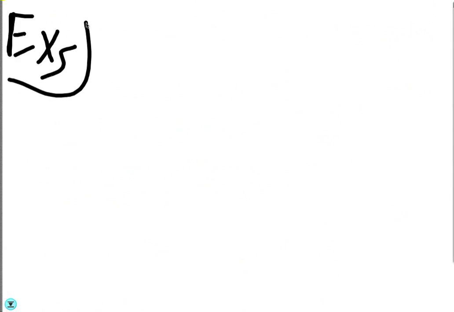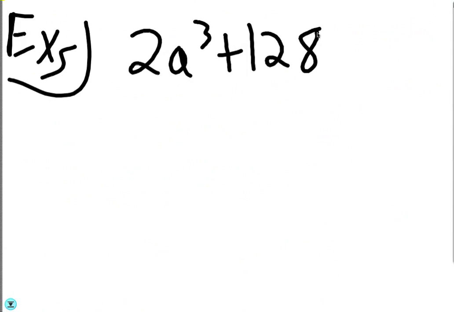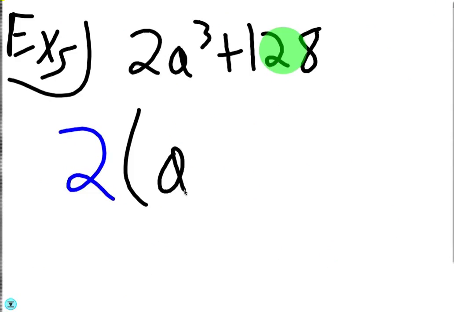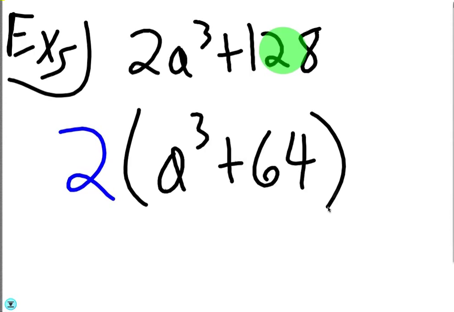Let me do one with the GCF. I'll go ahead and just do number 5, 2a cubed plus 128. Okay, so obviously 2 is not a perfect cube, so we've got to somehow make it work. What we're going to do is pull out a GCF. They're both even, so we can pull a 2 out. Okay, and that leaves us with a cubed plus 64. So now we have 2 cubes.